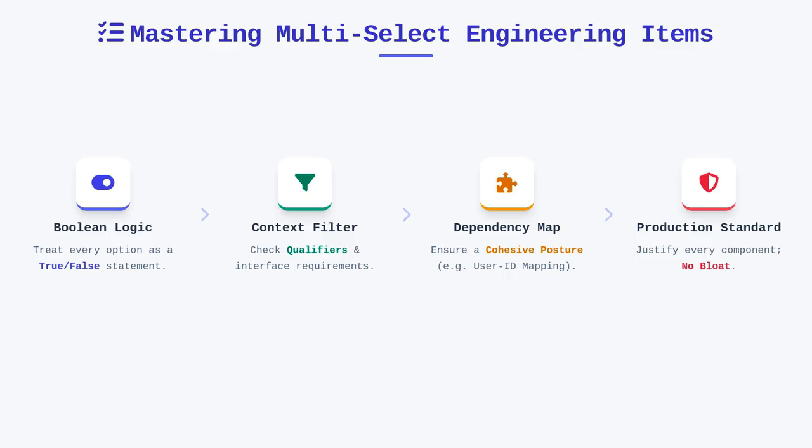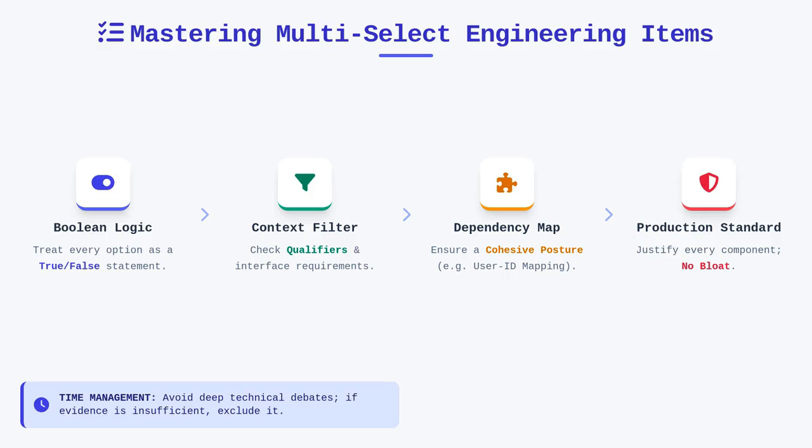If the question asks for a comprehensive solution, ensure that your chosen combination addresses all stated requirements without introducing unnecessary complexity or performance overhead that would contradict the professional standard. You should approach these items with the same rigor you would apply to a production change request, where every included component must be justified by the requirements of the scenario. Time management is critical here, so do not get bogged down in deep technical debates with yourself. If the evidence is insufficient to justify a component, exclude it and focus on the most architecturally sound options that remain.